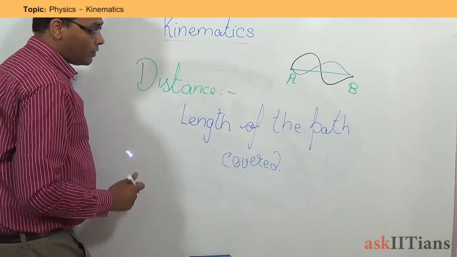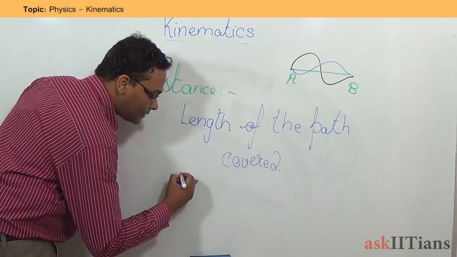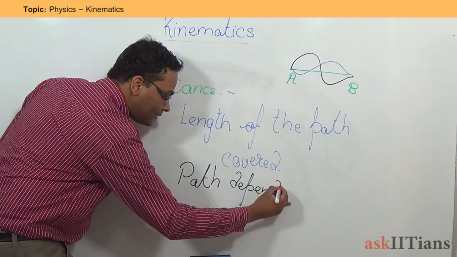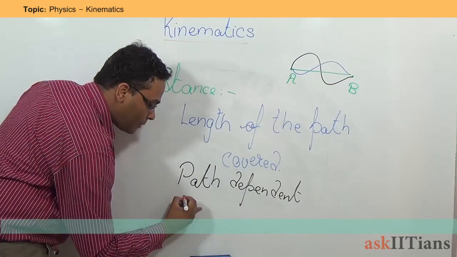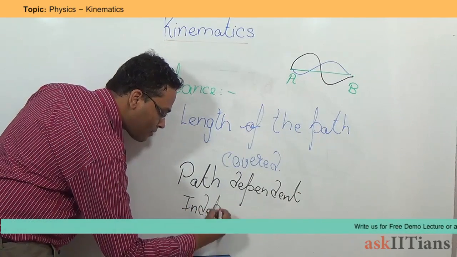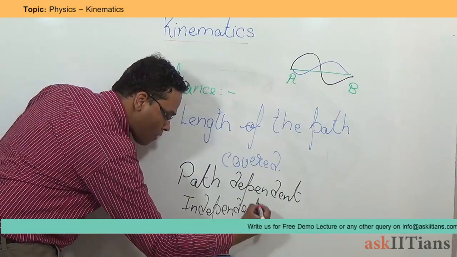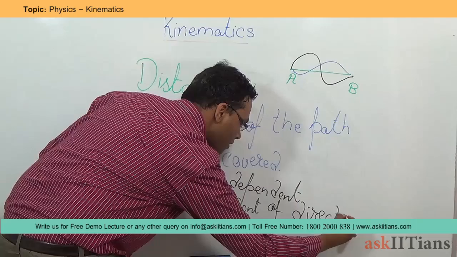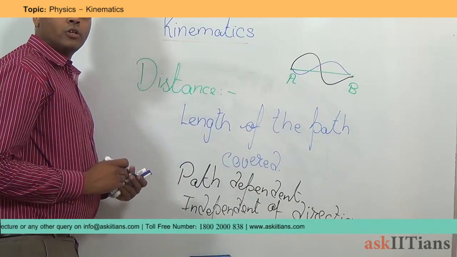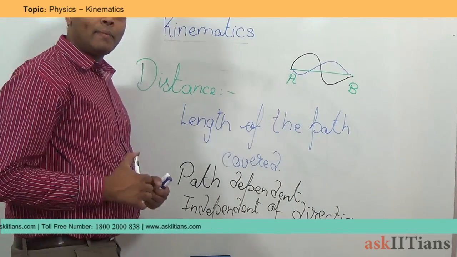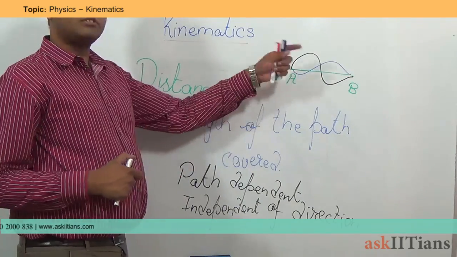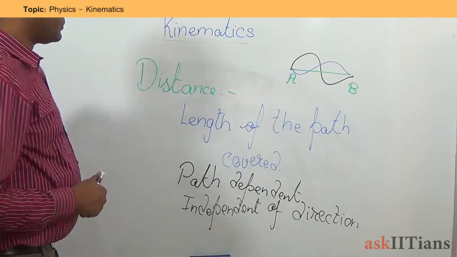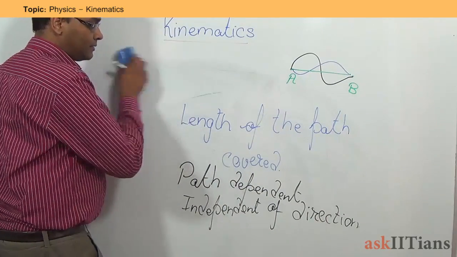So here, what we are going to say is that this is path dependent but independent of direction. So it is path dependent, but it will be independent of the direction. It will depend upon which path you are taking, but it will not depend whether you are going from left to right or from right to left. Yeah. So this is how we define the distance.